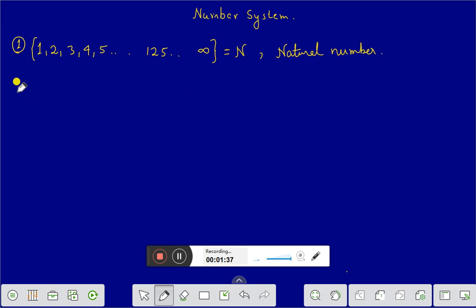Next one is whole number. Remember that a whole number is a set of numbers including 0: 0, 1, 2, 3, 4, up to infinity. This is a set of numbers, right? It is represented by W. That is known as whole number.